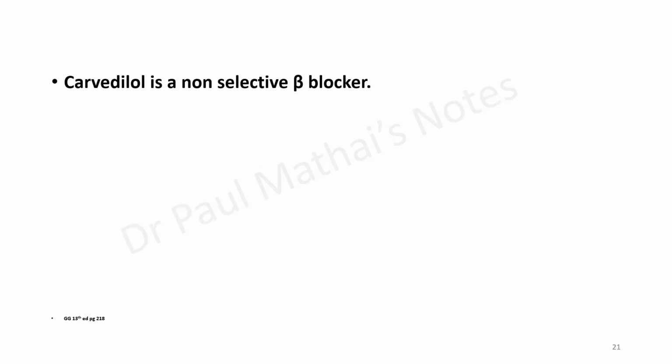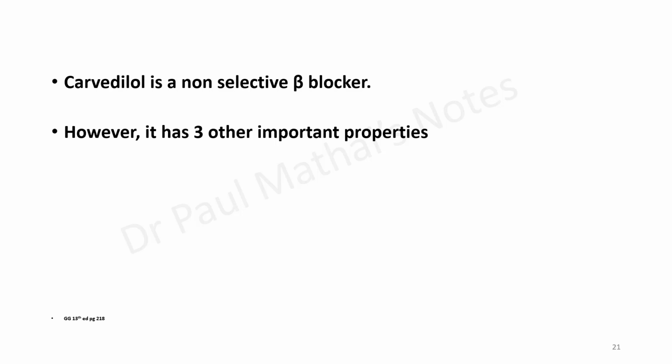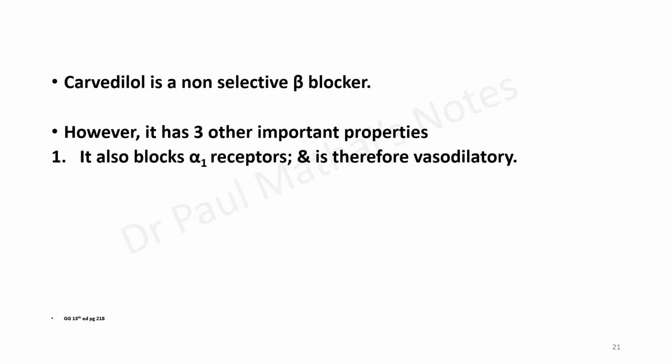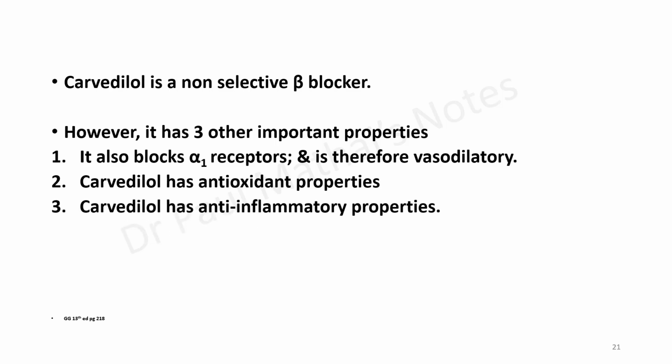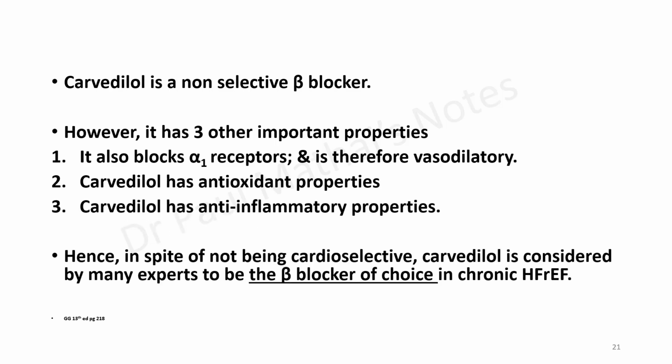Now, carvedilol is non-selective, however, it has 3 other important properties. As we saw earlier, it also blocks alpha-1 receptors and is therefore vasodilatory. It has both antioxidant and anti-inflammatory properties as well. Hence, in spite of not being cardioselective, carvedilol is considered by many experts to be the beta blocker of choice in chronic heart failure with reduced ejection fraction.